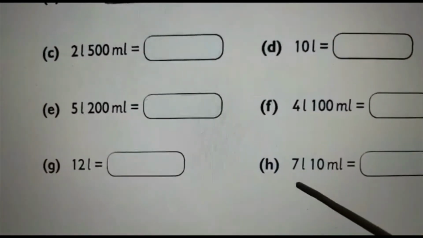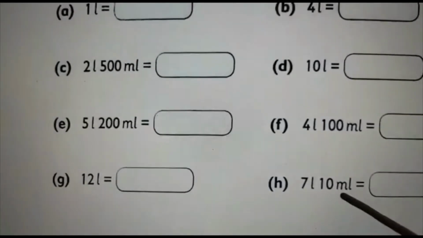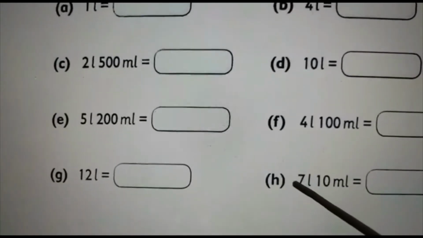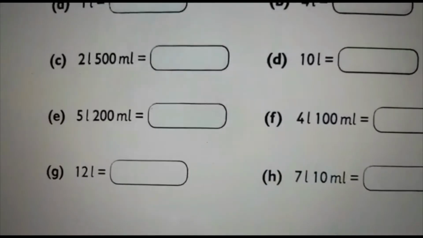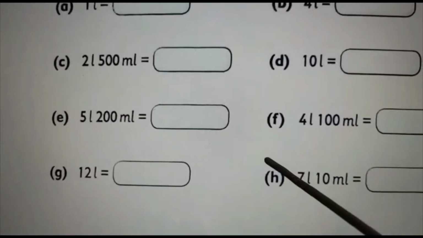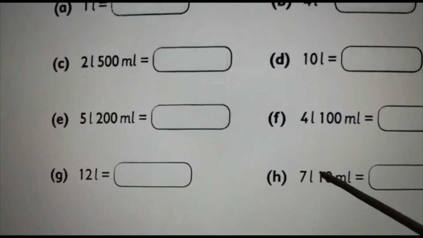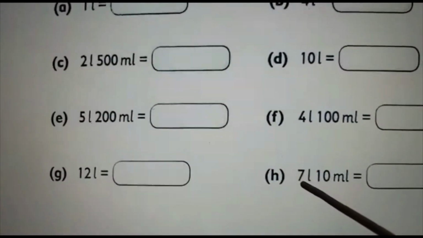Again coming to this question, see. 7 liter, 10 milliliter. If the question is to convert to liter, we will not convert this 7. It will be as such, 7. Only 10 we will convert to liter by dividing by 1000. But here it is to convert to milliliter. So 10 is already in milliliter, we will not touch that. Let it be like that. Only 7 we will change.